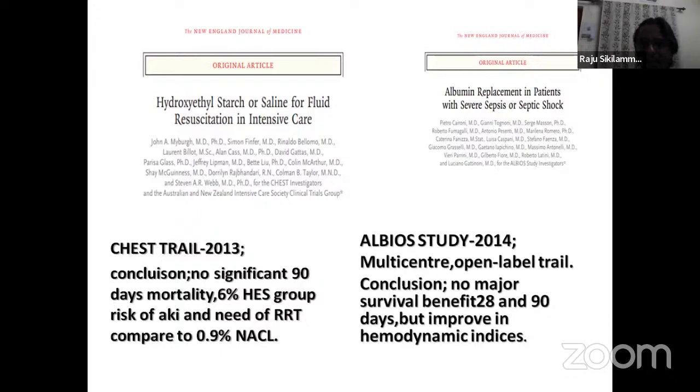Then the ALBIOS study in 2014 in NEJM, they resuscitated fluid in septic shock with albumin. It was a multicentric open label trial. The conclusion was no major survival difference between 28 and 90 days, but it improved hemodynamics.